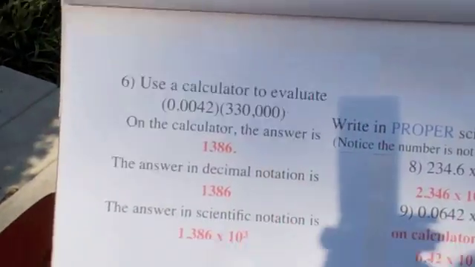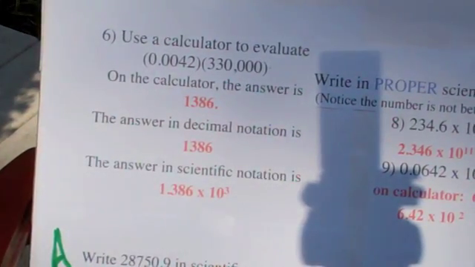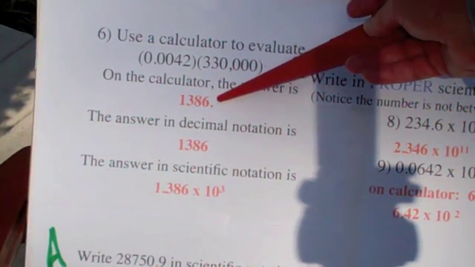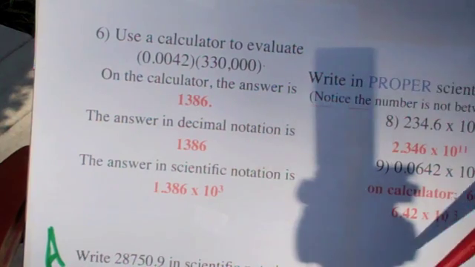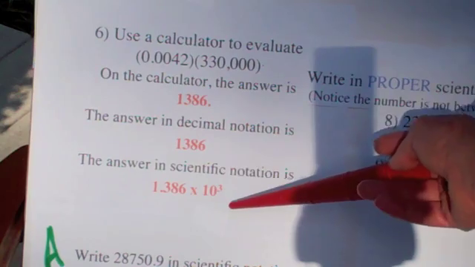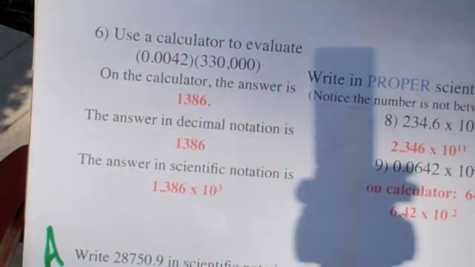Now, try the next problem with a calculator. Sorry about the shadow, late in the day. When you plug these two numbers into your calculator, you end up with this. That's a good decimal notation. But what about in scientific notation? We have to move 1, 2, 3, so we end up with 10 to the third.